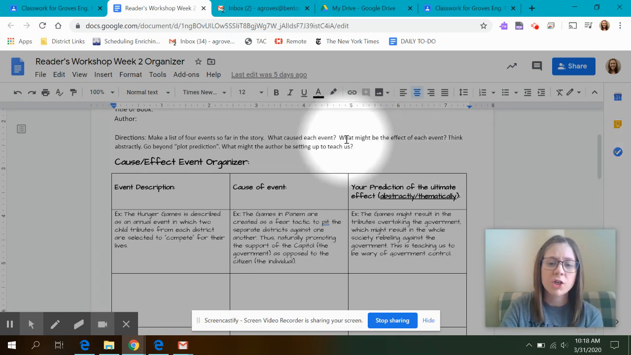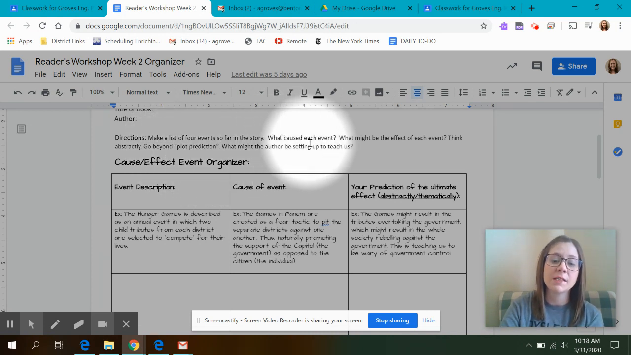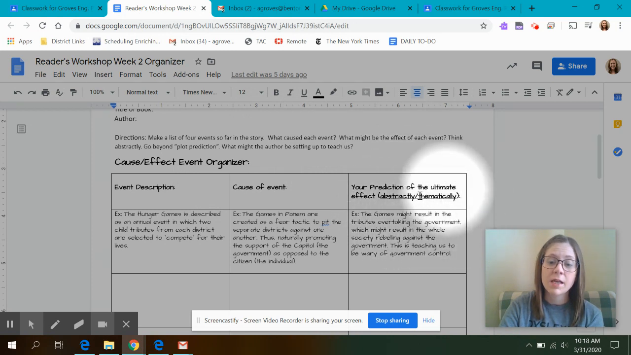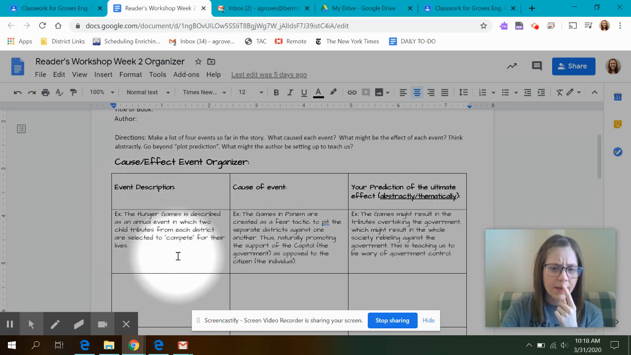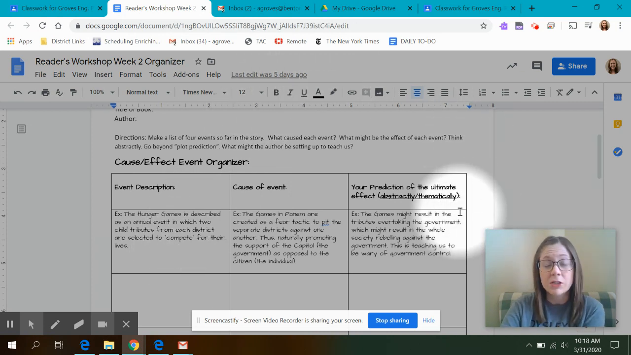And then the third question: what might be the effect of each event? Think abstractly. Go beyond plot prediction. What might the author be setting up to teach us? So here is the prediction of how this event is going to shape the story or shape the characters. So it's going to take you a little bit of thinking to figure out how you're going to take events and then figure out how in the future that might shape some characters or it might shape the story.